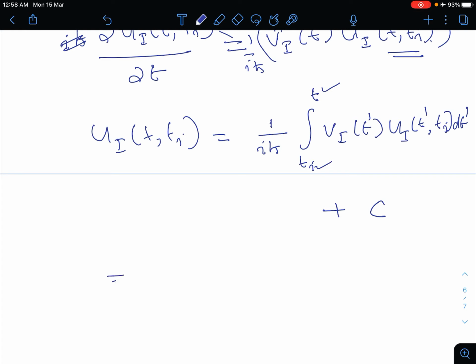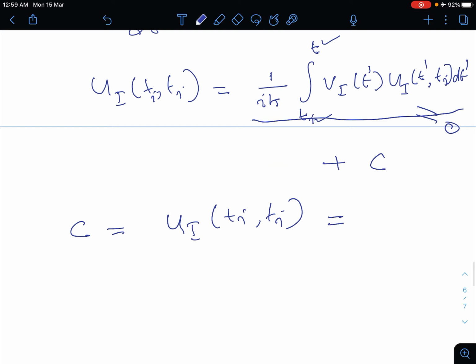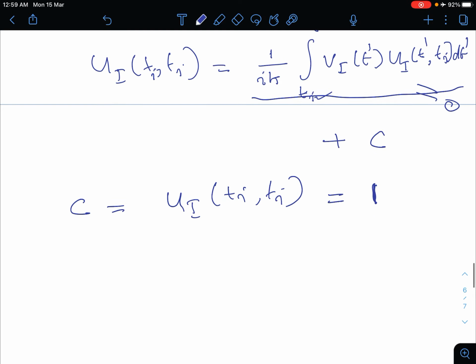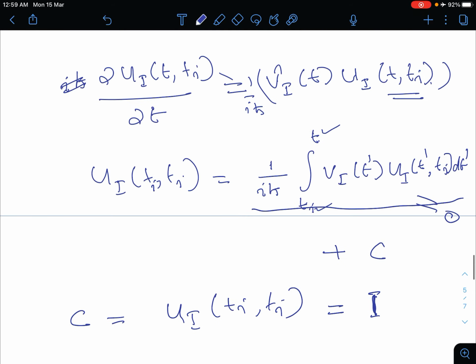Good. Now this constant of integration is obtained when I put t is equal to ti. What happens when t is equal to ti? This is UI of ti, ti, and the integral becomes ti to ti, so that means it's a circular integral, so it becomes 0. So c is equal to simply UI of ti, ti, initial state to initial state, and that is by the property of this, it's 1 or identity operator.